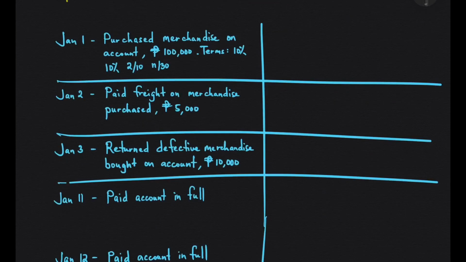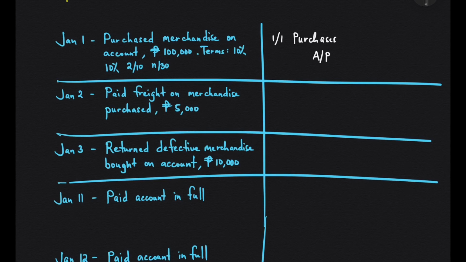Now let's journalize. January 1, purchase merchandise on account 100,000. Terms 10%, 10%, 2/10, n/30. Okay. So to journalize, let me first write the date, January 1. So 1/1. Debit purchases, you are the buyer. Purchases. Credit, since you have the terms, obviously this is on account. So credit accounts payable.